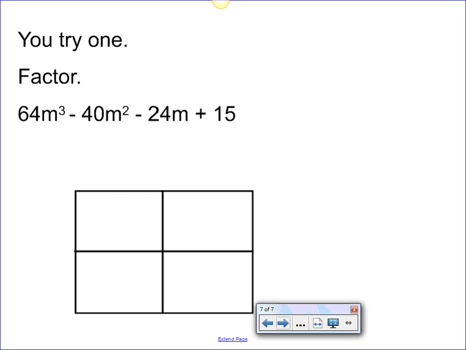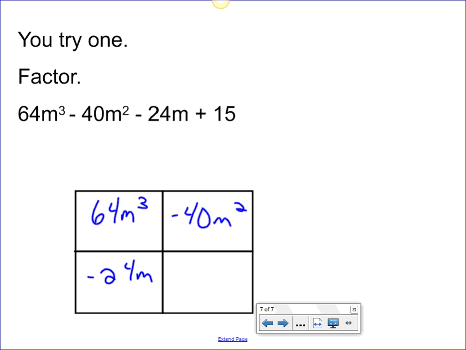Okay, first thing you should have checked to see if there were any common factors for all these, and you should have found that there was not. So all we do, we plug in our numbers, and we then look for common factors.